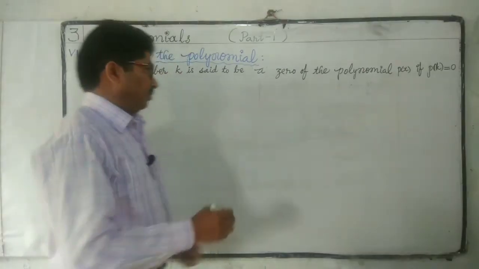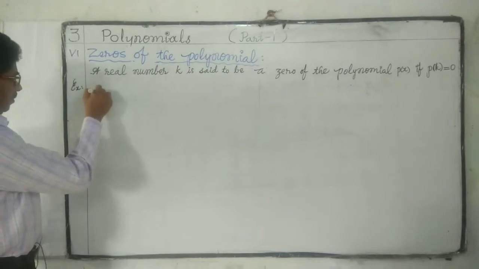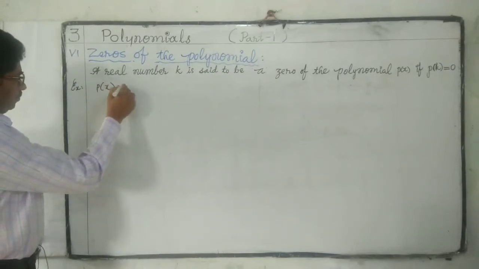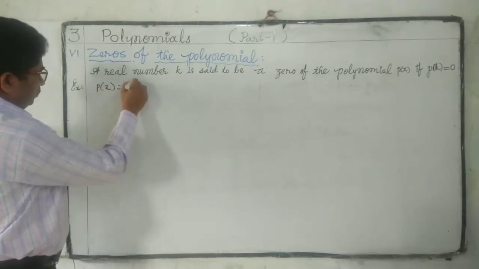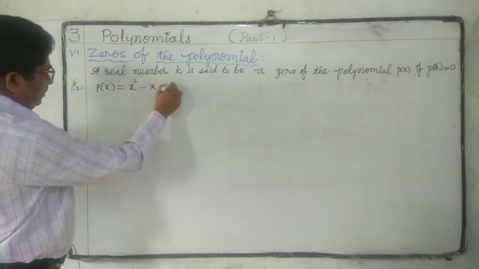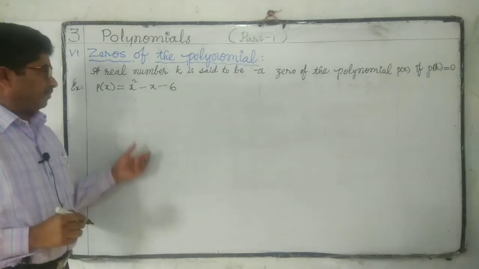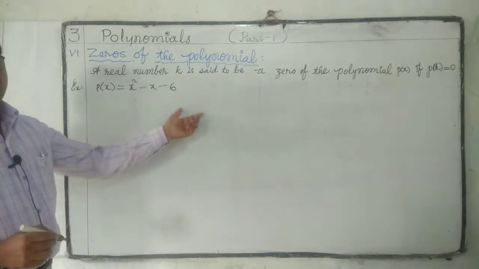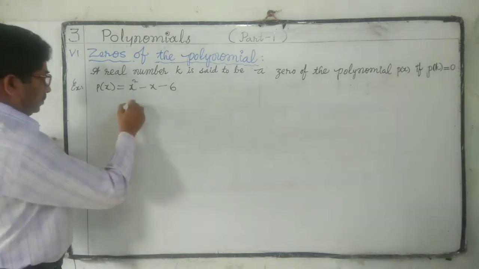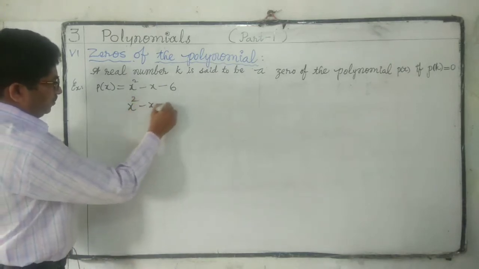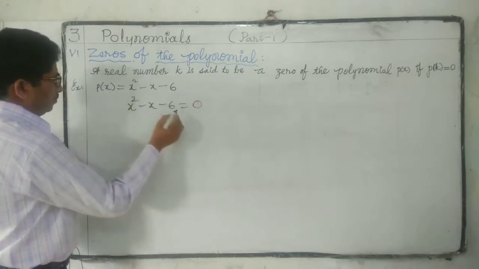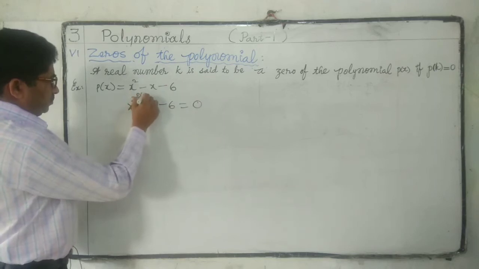One more example. p of x is equal to x square minus x minus 6. To find the zeros of the polynomial, we have to equate this polynomial to 0. So x square minus x minus 6 is equal to 0. That is p of x is equal to 0.